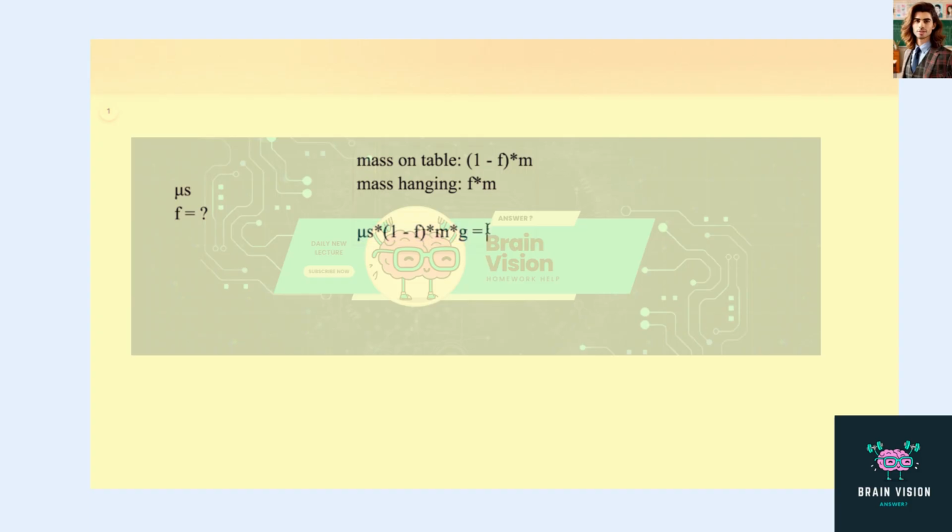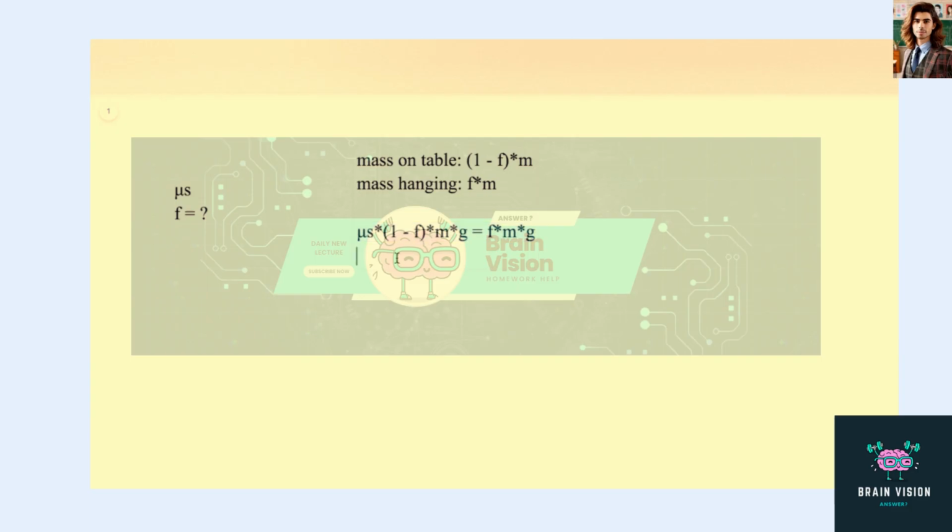Now we want to set that equal to the weight, the gravitational force of the part of the rope that's hanging off the table. So the mass, again, is going to be this fraction, this F times M, and then we just need to multiply it by G to get the total weight. So now we want to be solving for F. So let's just rearrange this equation to solve for F.